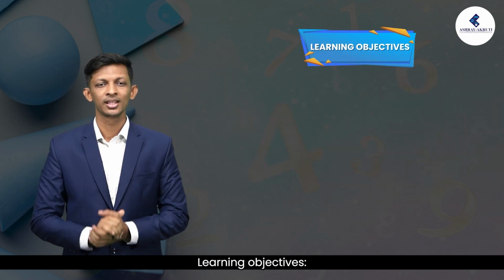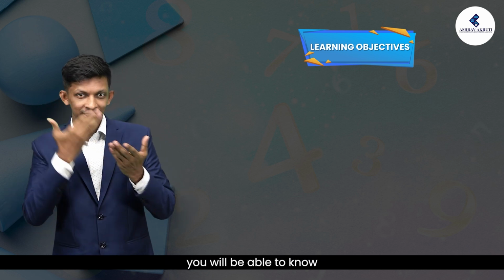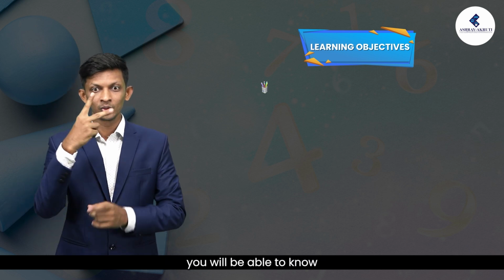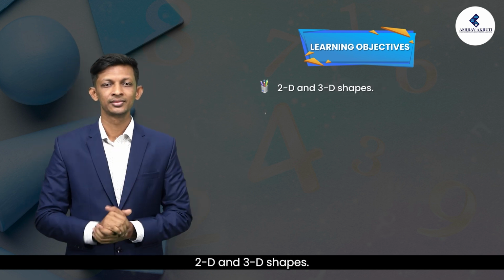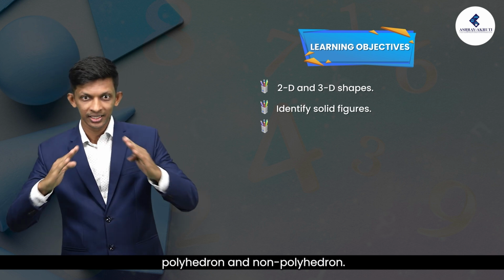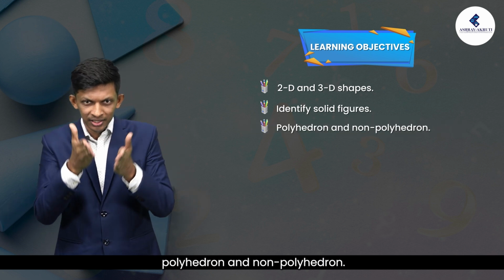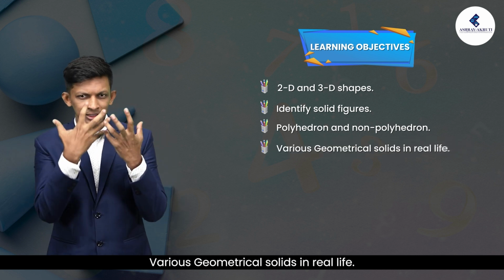Learning objectives. After the completion of this lesson, you will be able to know 2D and 3D shapes, identify solid figures, polyhedron and non-polyhedron, various geometrical solids in real life.